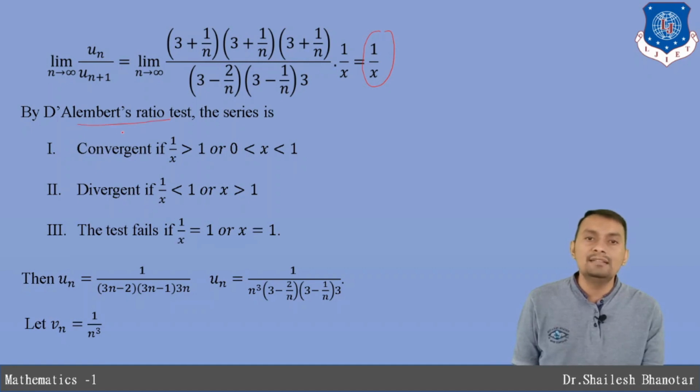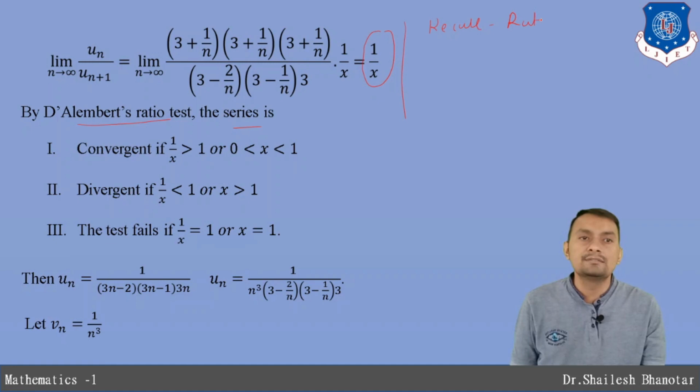But according to the D'Alembert test, when can we say that the series is convergent? Whenever you have 1 divided by x greater than 1. So let us first recall the ratio test. Actually we have seen that this series is a positive term series, and if we find its limit and get the answer L, then we can say the series is convergent if L is less than 1. If L is greater than 1, then the series is divergent, and if L is equal to 1, the test has failed.